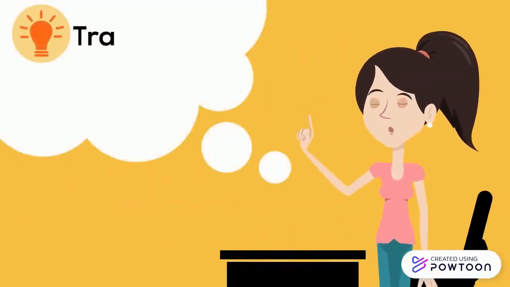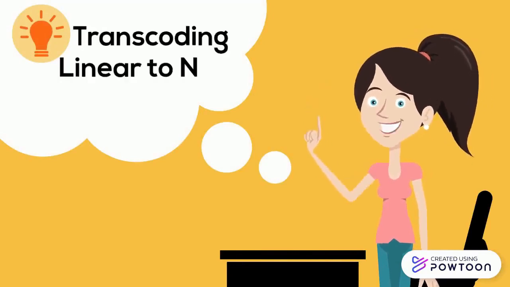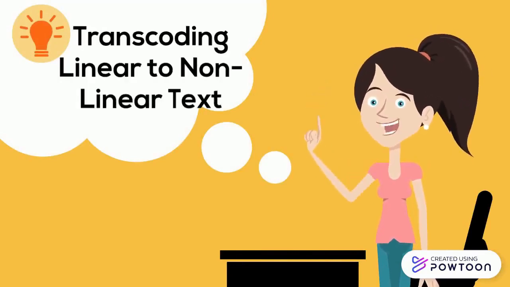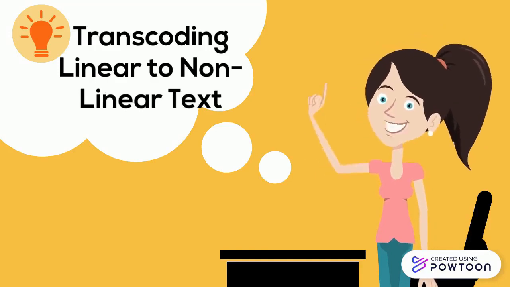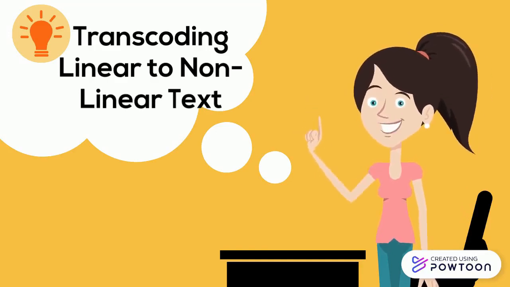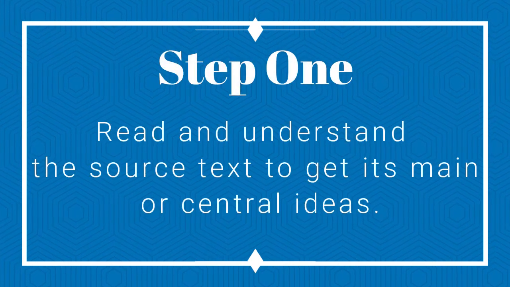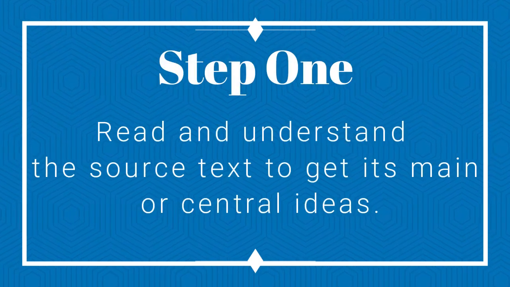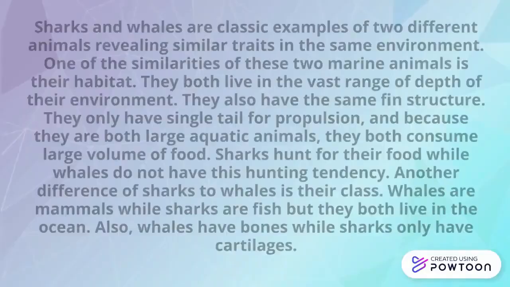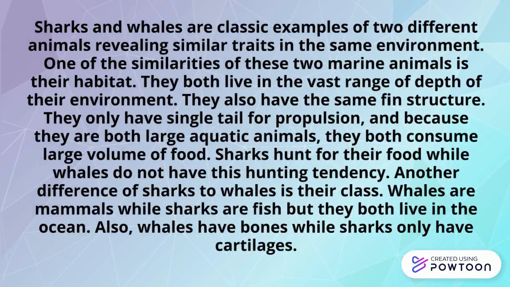Now let's transcode linear to nonlinear text. To transcode a linear text to a nonlinear text, you may follow these steps. Step 1. Read and understand the source text to get its main or central ideas. Now let's try to read the paragraph.